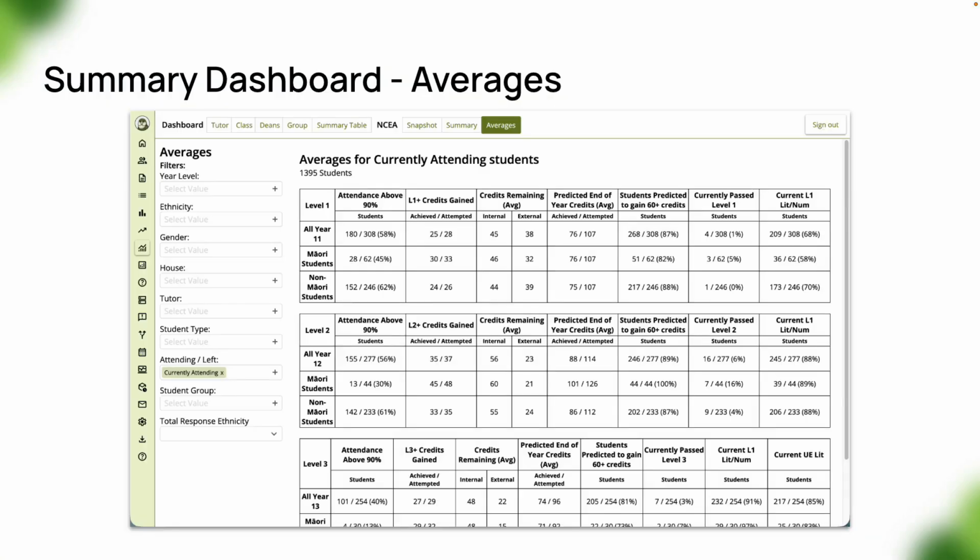The other one that we've found for reporting to boards is quite nice. They don't want all of the nitty-gritty detail. They just want a quick little high-level summary. This is one button, click, boom, there it is, fully up-to-date data. Year 11s, broken down by Māori and non-Māori. Some attendance data, some credit data, how many students we're predicting to get over the line, how many have got over the line, and where are we at with literacy and numeracy. And there's some UE data in there for level 3 as well. So we found that that's quite nice for boards because it's just a quick one-click snapshot. It gives them the information they need. You're not spending hours pulling it together, and they're not spending hours reading it.